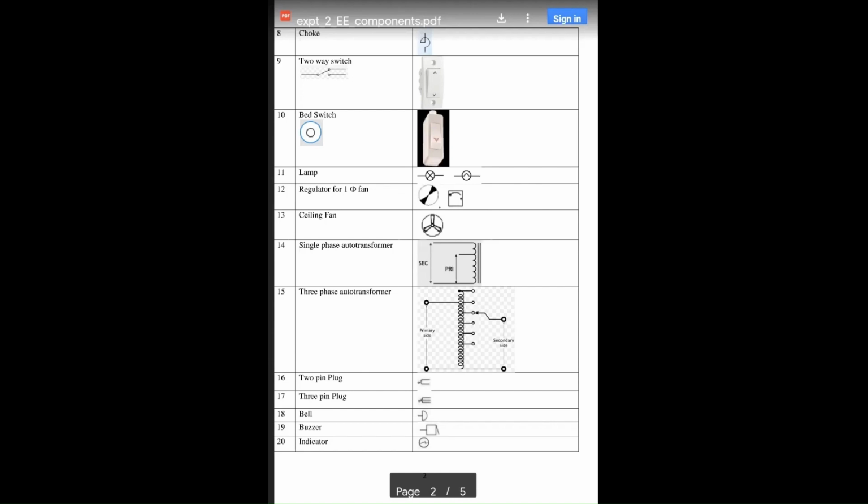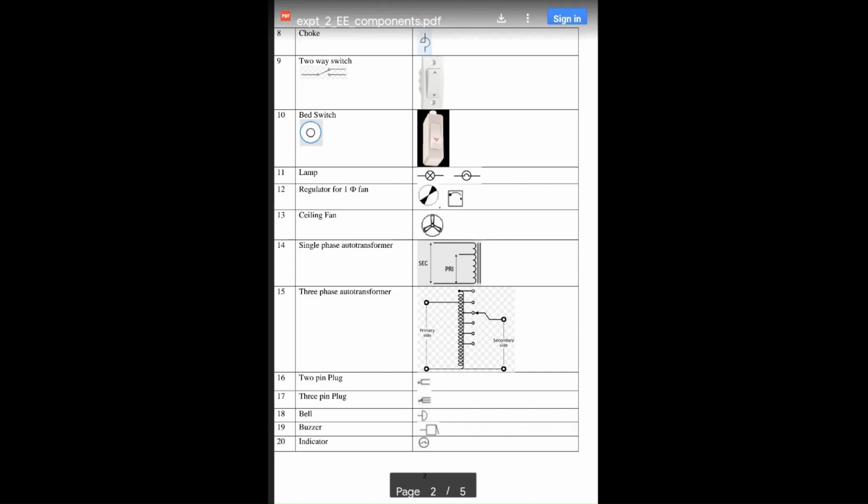Okay, positions. Next is the bed switch. This bed switch is generally connected alongside our bed. Maybe some lamp is connected to it, so that we can switch it on and off.